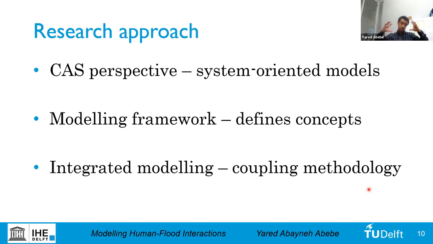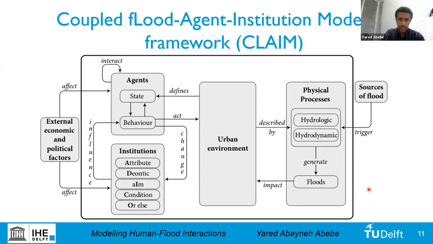That is because now we have system-oriented models, the human model and the flood model. Then we need to integrate these two and see how the systems feed back between each other, and how both subsystems evolve over time. So we came up with this coupled flood agent institution modeling framework called CLAIM.